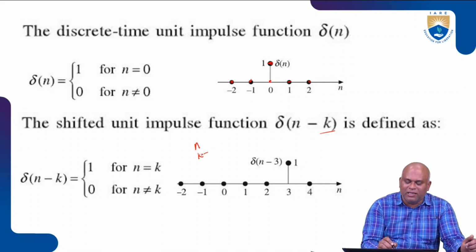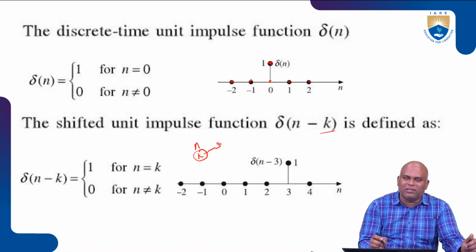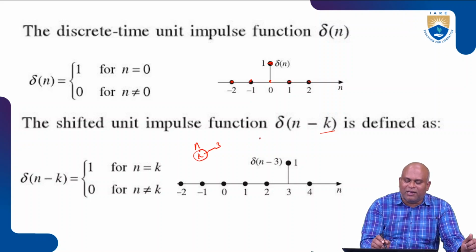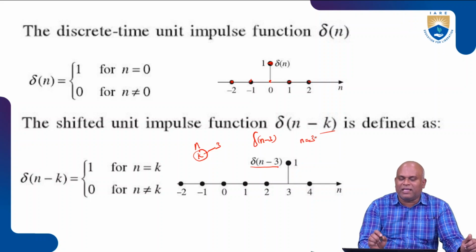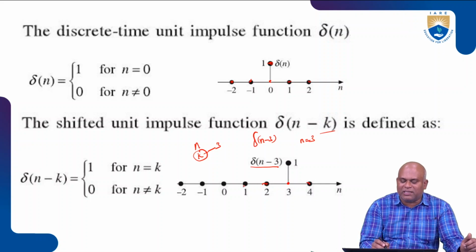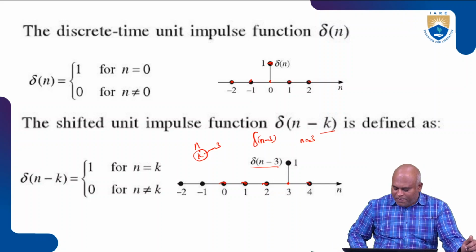Then k also is represented as a positive integer. Now take k equal to 3 as a positive integer. The shifted unit impulse function I should write as δ[n - 3]. So this is the way. When n equal to 3, the impulse function is active. The remaining part is all represented as 0 in the discrete interval of a signal.